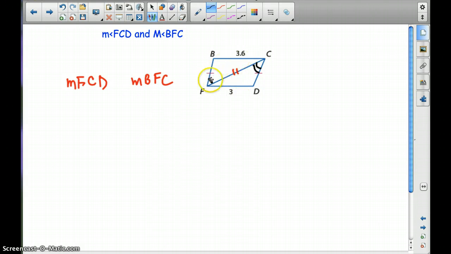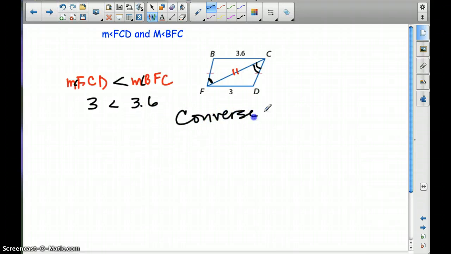3.6 is bigger than 3, so therefore we're going to say angle FCD is going to be less than angle, and I probably should put my angle signs in here, BFC, because 3 is less than 3.6. So this is the converse of the Hinge theorem.